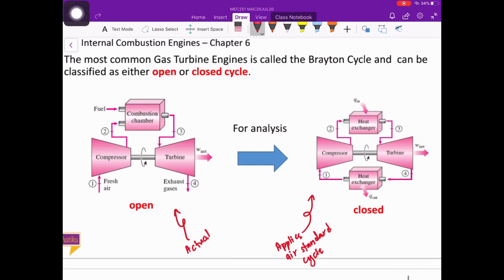Can you spot the difference between the actual Brayton cycle and the cycle that applies the air standard cycle assumptions?